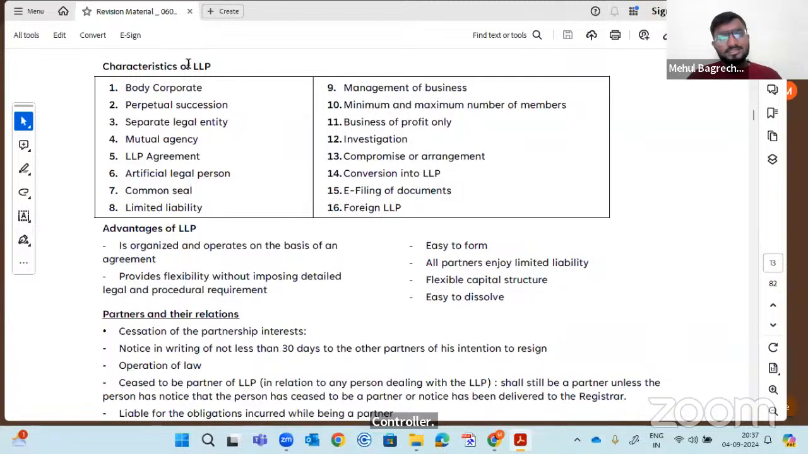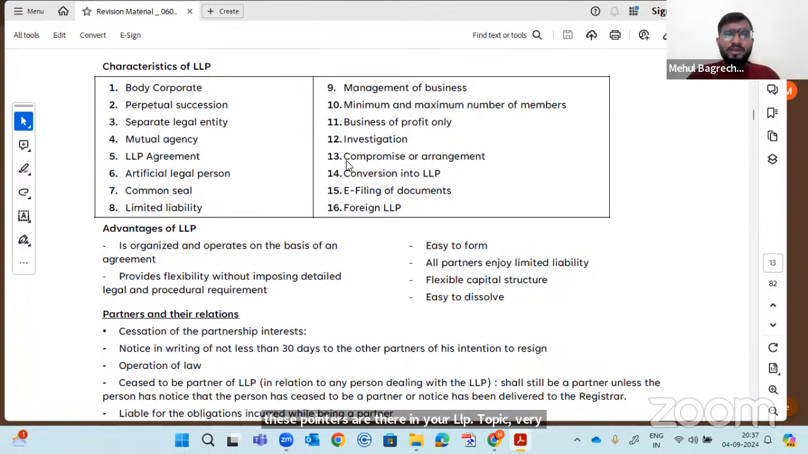All right. Next, investigation can be carried out. Can 2 LLPs come together, merge, amalgamate into another LLP? Possible. 100%. Can I convert a company into an LLP? Possible. Can I convert a partnership firm into LLP? Possible. All of these pointers are there in your LLP topic. Very important for an LLP.